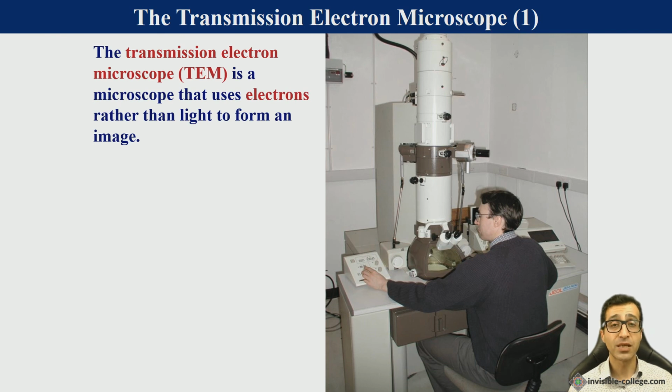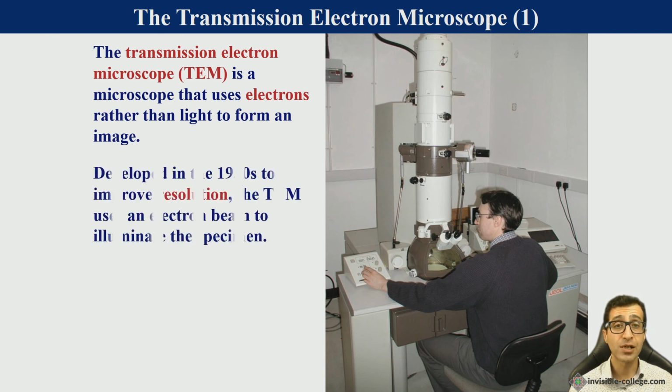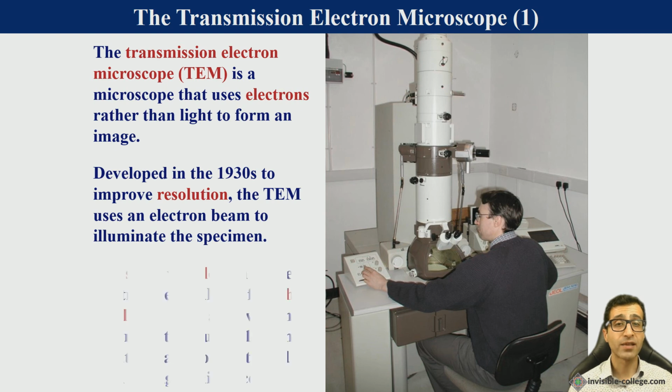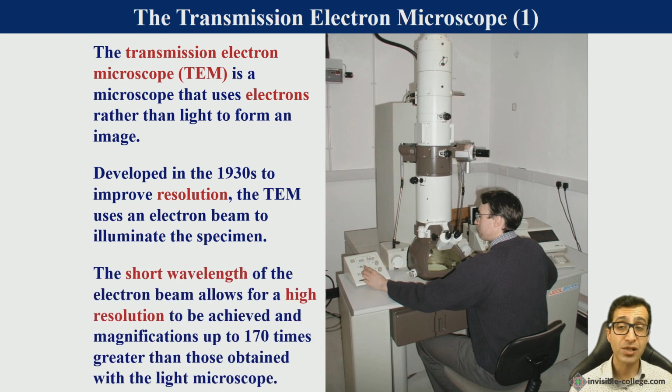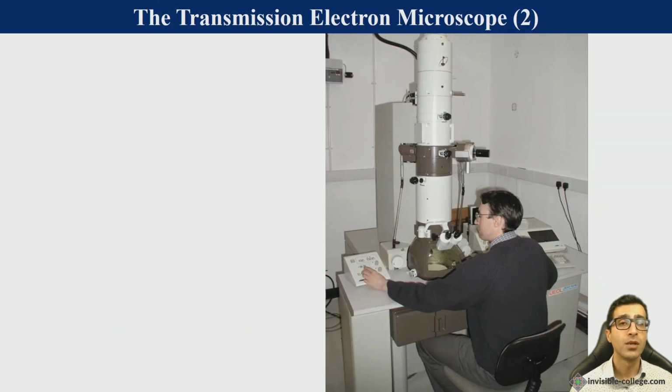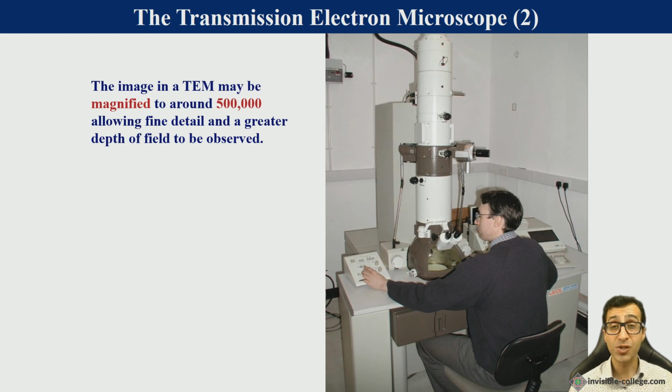Now, this was developed in the 1930s in order to improve the resolution of images produced by microscopes. So the short wavelength of the electron beam allows for a higher resolution than optical microscopy and magnifications of up to 170 times greater than those obtained by even the best light microscopes. The image in a transmission electron micrograph can be magnified to up to 500,000 times and allows for much finer detail and also a greater depth of field to be observed in the image.